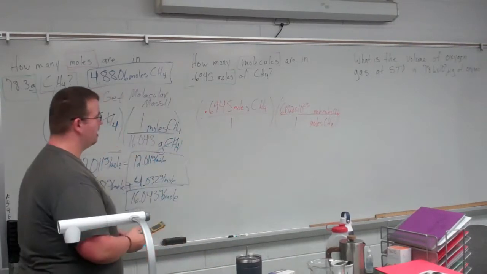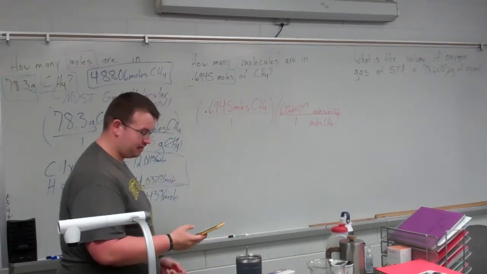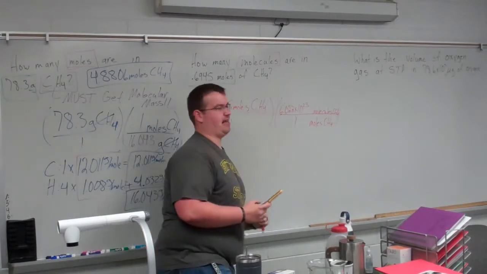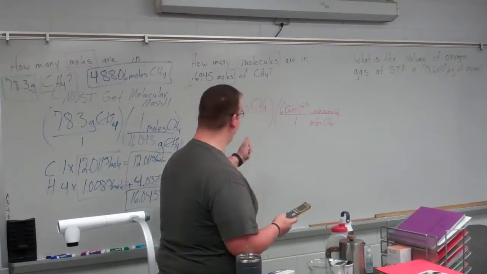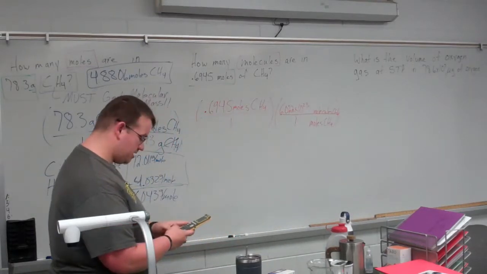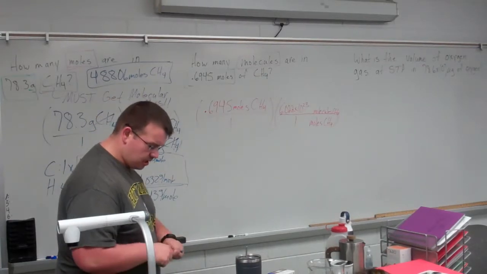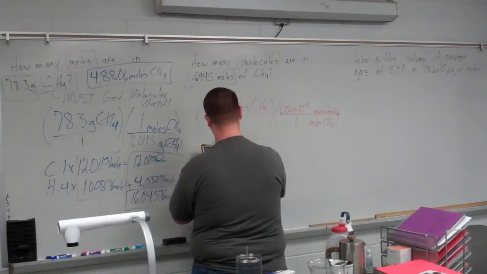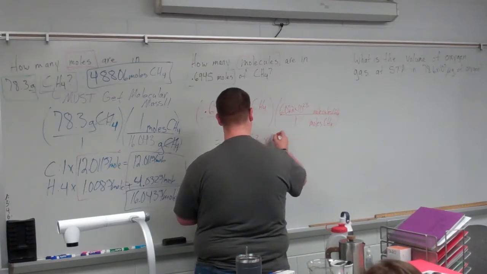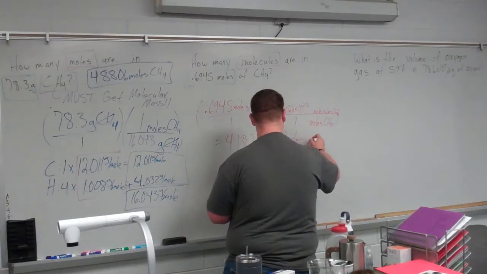It's literally it. No trick. So 0.6945. Should we multiply or divide? Multiply, because they're both on the top, on the same side. Times 6.022 E 23, which gives me 4.182 times 10 to the 23rd molecules. So that's it.